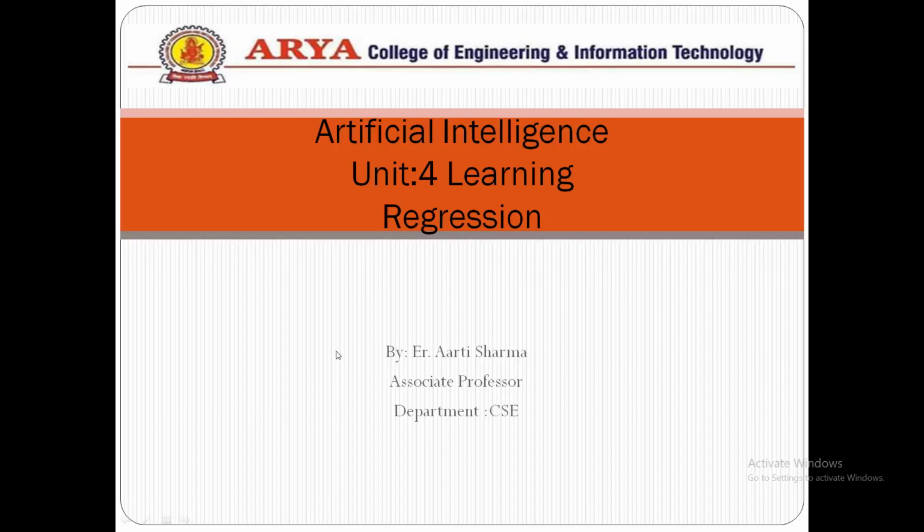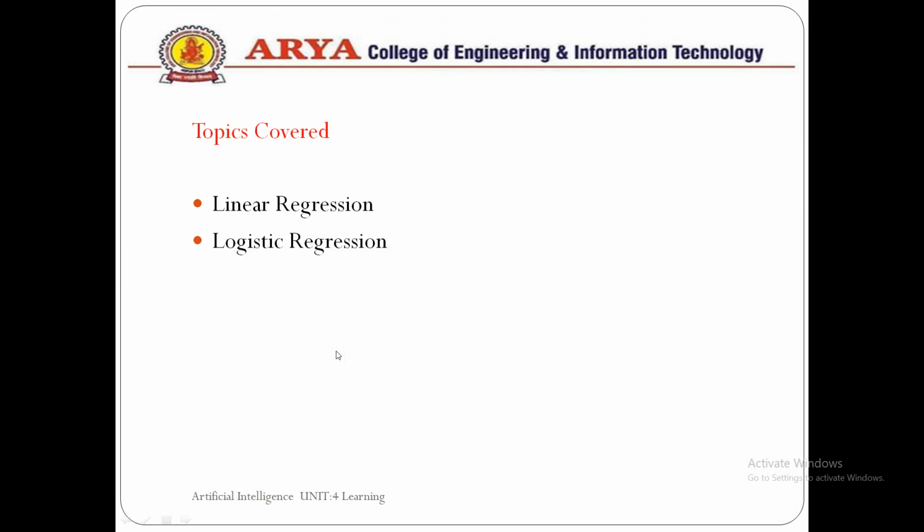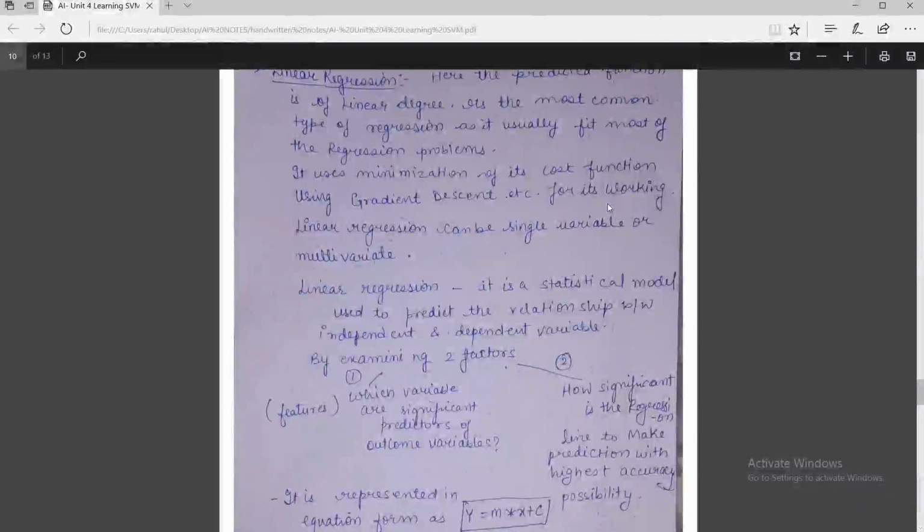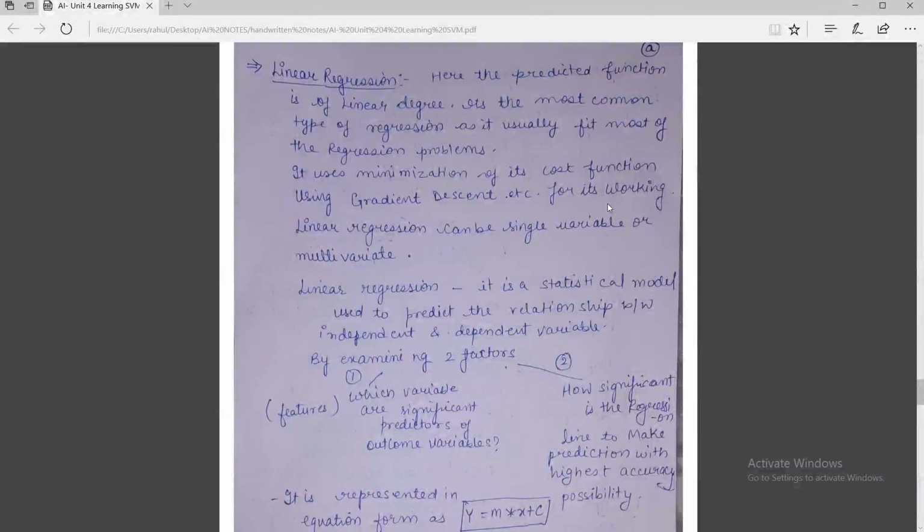Today we are going to discuss regression. It is a part of Unit 4 Learning of Artificial Intelligence. In today's lecture, we are going to cover linear regression and logistic regression. So let's start with linear regression.